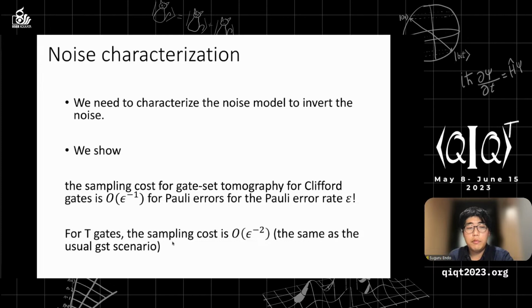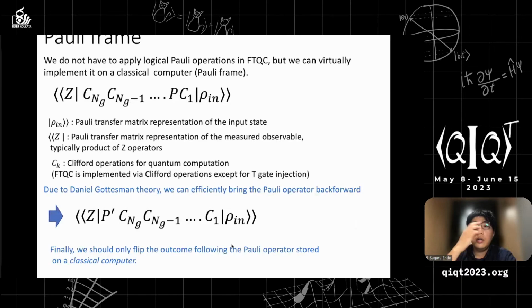For T gates, the sampling cost becomes like this. Also, another important thing is a technique called the Pauli frame in error correction in fault-tolerant quantum computing. We do not have to apply Pauli operations physically in FTQC, because mainly the gates used for computing are Clifford operations in FTQC, except for the magic state teleportation.